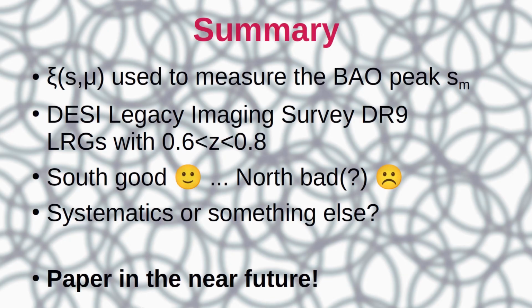In summary, we have shown that the wedge 2-point correlation function can be used efficiently to find the BAO peak location. We use data from the DESI Legacy Imaging Survey to measure the BAO peak location of an LRG sample around the redshift of 0.7 in two distinct footprints on the sky. We used our measurements to infer the cosmic distance dA using model templates. While the results for the south agree with previous measurements, our results for the north are still problematic and we are still trying to understand the issues and systematics behind it.